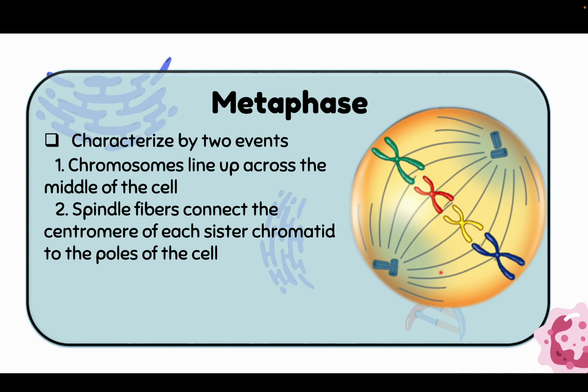Next, the metaphase. Metaphase is characterized by two events. Chromosomes line up across the middle of the cell. So they line up across what we call the metaphase plate, right? And the spindle fibers radiating from the centrioles connect to the centromere of each sister chromatid. The connections here are represented by the gray lines. So these are spindle fibers radiating from the centriole, connecting with the centromere of the chromosomes.